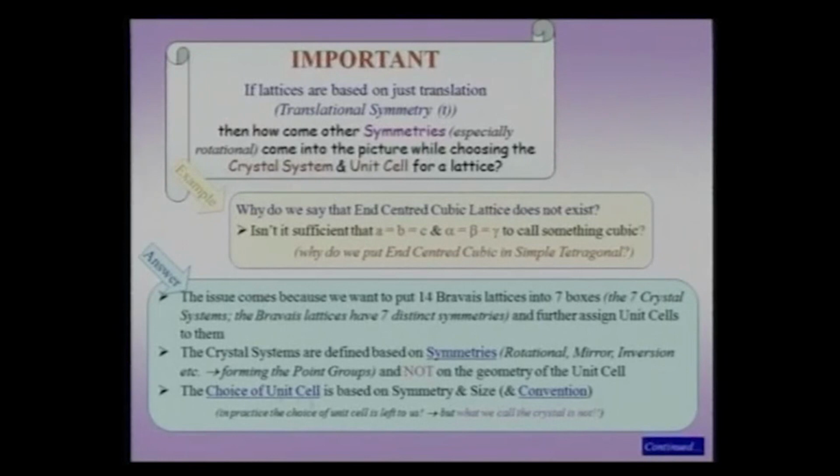In practice, the choice of the unit cell is left to us. We have seen that this is something which is under our control, but what we call a crystal is not. So this point has to be clearly understood, that a crystal is based on symmetry, and therefore it is not left to us to call what a given crystal is. It will automatically choose its crystal system.